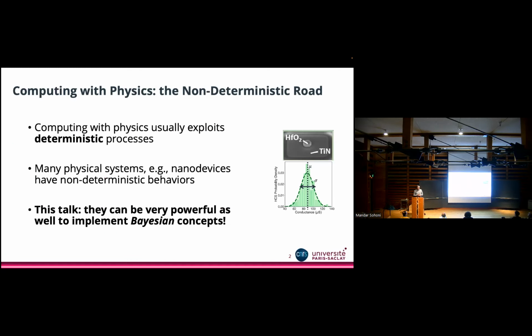But let's start immediately. Computing with physics, which we've been doing for years, usually tries to use deterministic processes that are very interesting and can directly provide computing. The reality is that many physical systems, and especially nano devices, in particular memristors, which I'll be talking about throughout my talk, have deeply non-deterministic behaviors. That's been a big problem to solve in recent years. With this talk, I want to make the point that if you understand this type of non-deterministic behavior, it can actually be very powerful to implement another type of computing, in particular Bayesian computing.